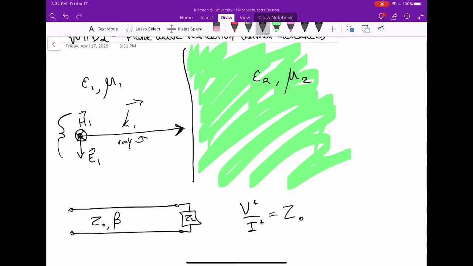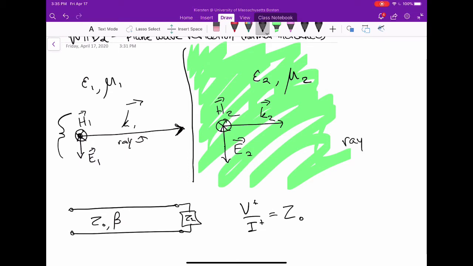I can do the same thing in medium 2. I can draw the wave vector in medium 2, which might have a different length. In this problem, it's not going to have a different direction, but they will in other problems. And similarly, the electric field vector and magnetic field vectors also might have different lengths or different directions. So that sort of representation is a ray representation.